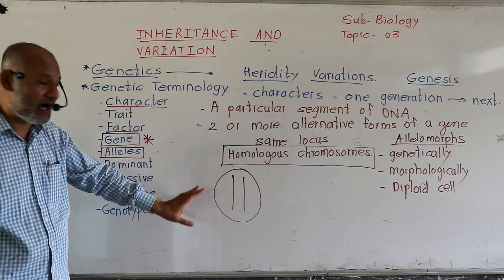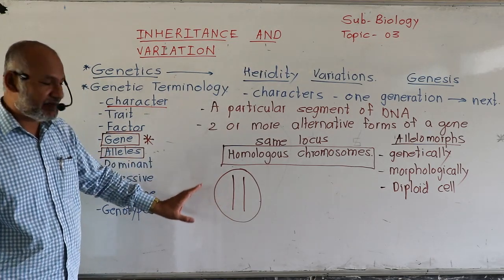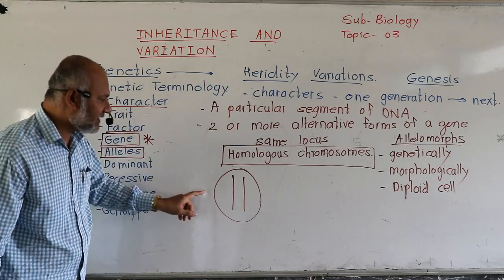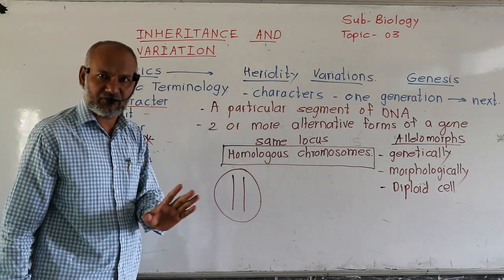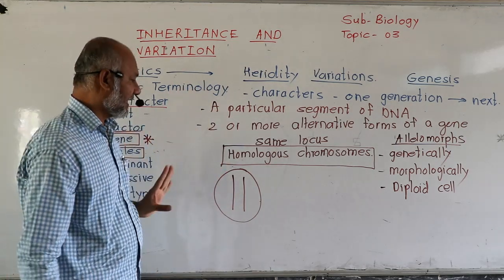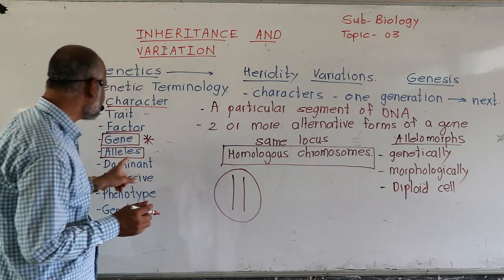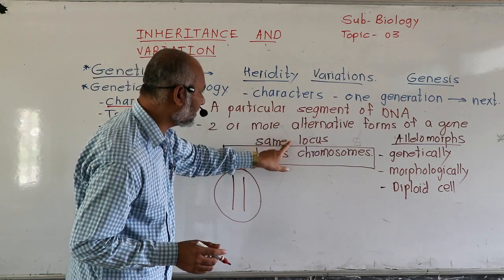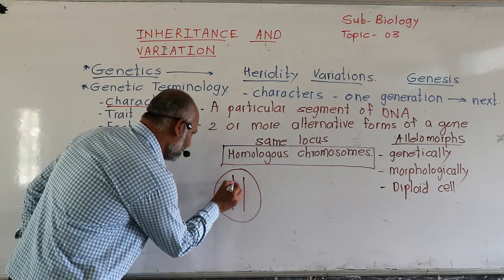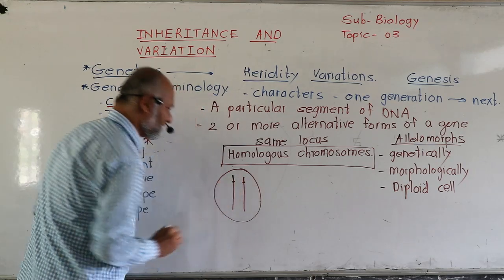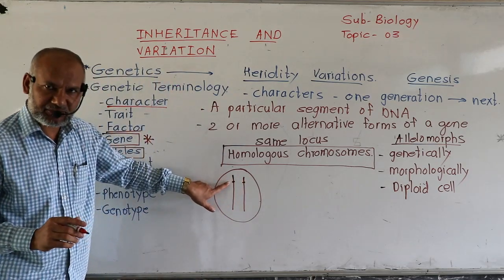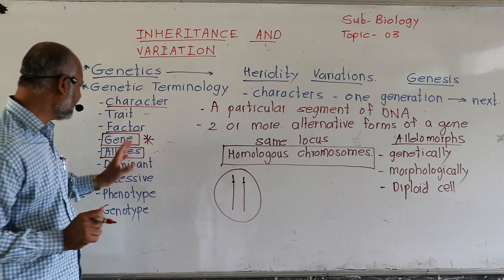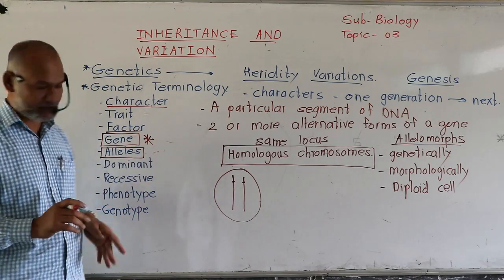These chromosomes are morphologically similar as well as genetically similar. That means the genes present on these chromosomes are the same. That is, they control similar characters. Now, what are alleles? Alleles are two or more alternative forms of a gene present on the same locus on homologous chromosomes. Suppose here is one gene, here is one gene. It controls the height of the plant. It also controls the height of the plant. Alleles are allelomorphs on homologous chromosomes.